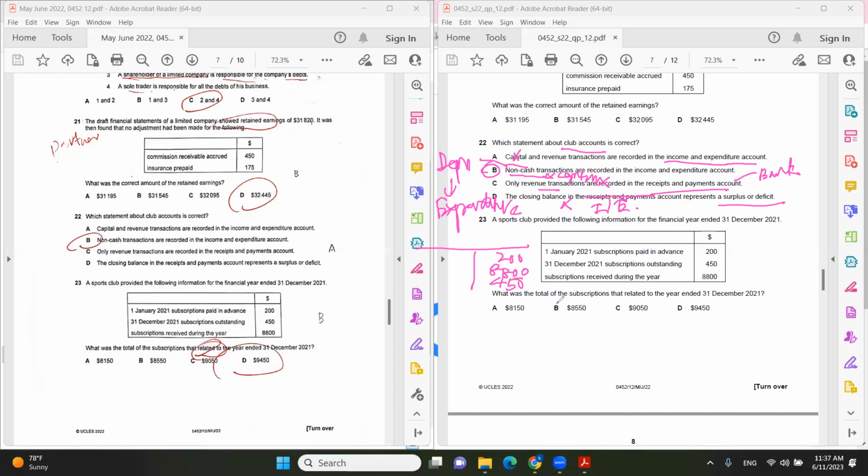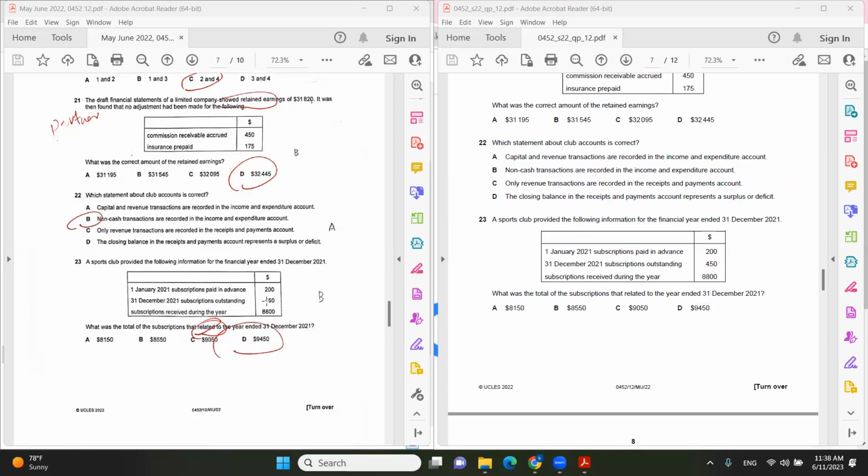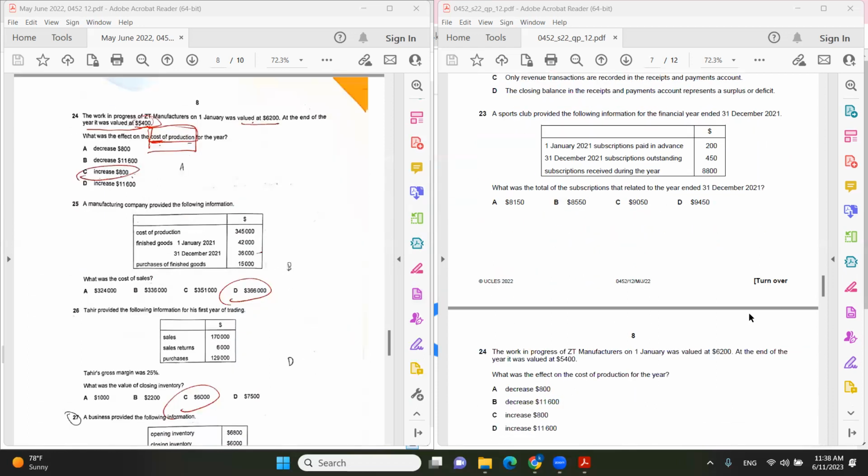The question is what was the total subscription related to the year ended? This is talking about income and expenditure. Income and expenditure is sitting here. This is the amount that you need to find. You add all the items. So 200 plus 8800 plus 450. So the answer should be D. Okay, total. Okay, next is 24.